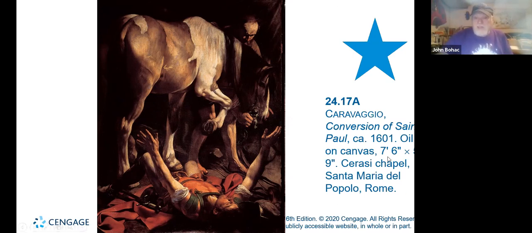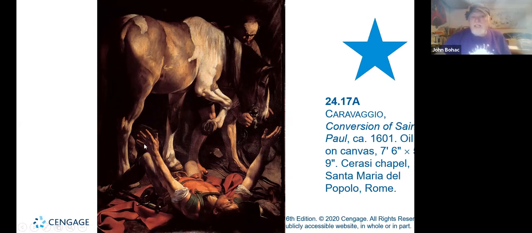And this is a huge painting, 7 feet 6 inches by 5 feet 9 inches. And the way it's positioned in Rome is that your head is actually down here and you're looking up, just as St. Paul is looking up. His arms are outreached.